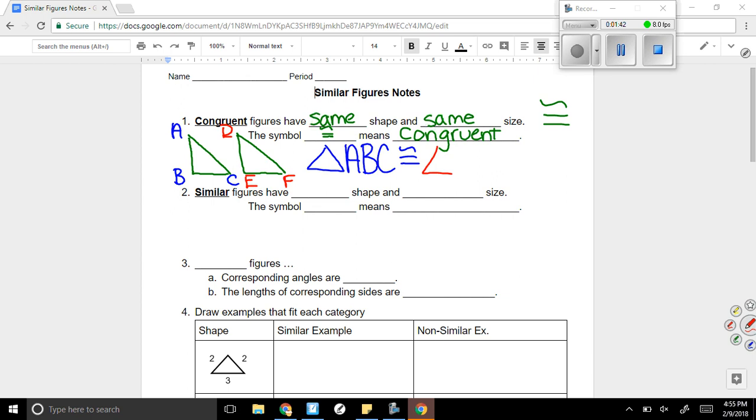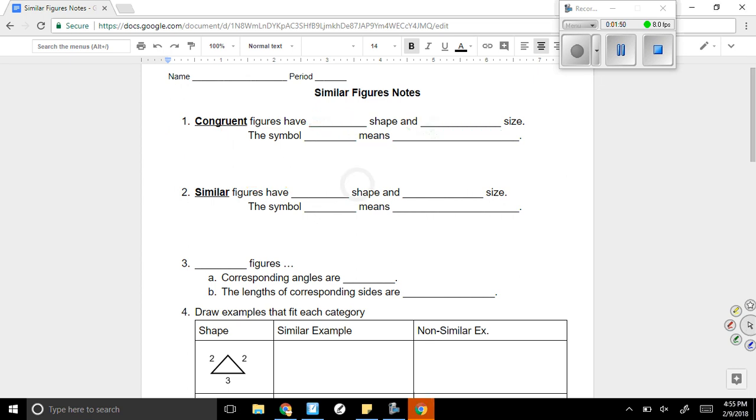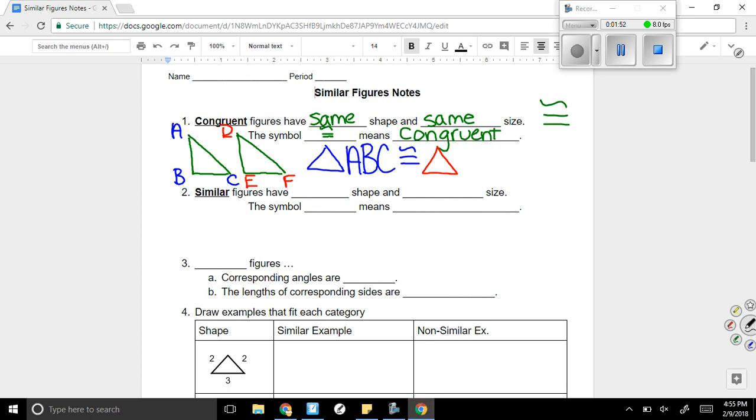Now, when I write out my statement, I have to make sure that I list them in the ones that go together. So if I'm talking about A first, I'm looking for where A is on that triangle, and then I'm going to look for the angle that goes with it. Well, the angle up top that's in the same spot, that's going to be angle D. So I want to list D first.